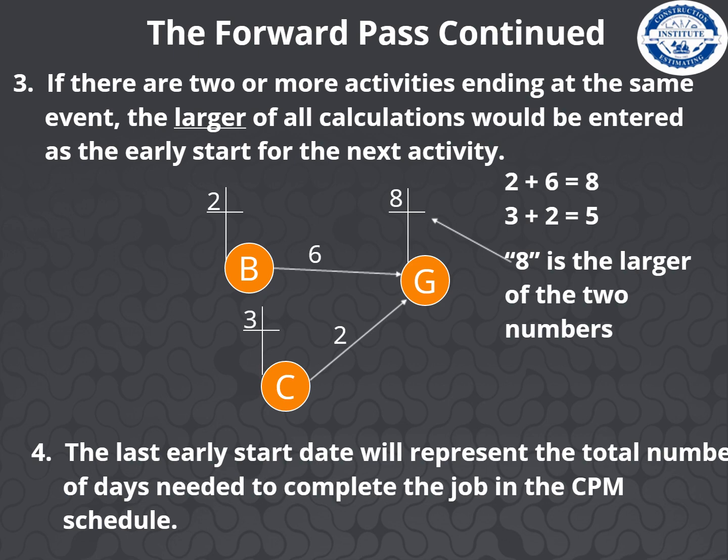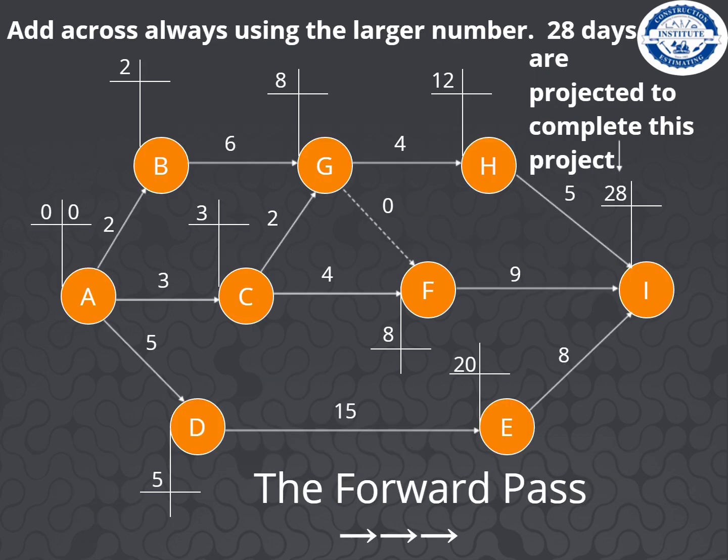Number 4, the last early start date will represent the total number of days needed to complete the job in the CPM schedule. This diagram shows a completed forward pass. Take a look at how the numbers are put in for each early start date through the project. Over on the far right, notice that we have 28 as our early start date. That's the completion of the project. This will be a 28-day project.